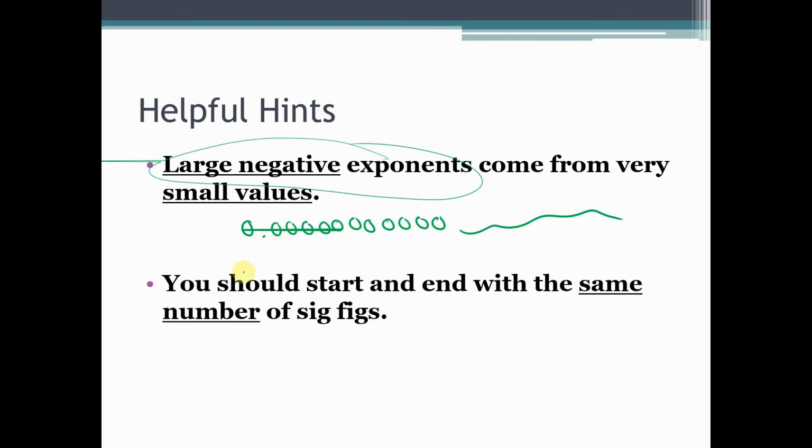Also, when you are converting back and forth to scientific notation, you should start and end with the same number of sig figs. Sometimes that means you're going to have to throw a 0 in there just to make it work. Just be aware of this. Be smarter than your calculator. And let's take a look at what this looks like.